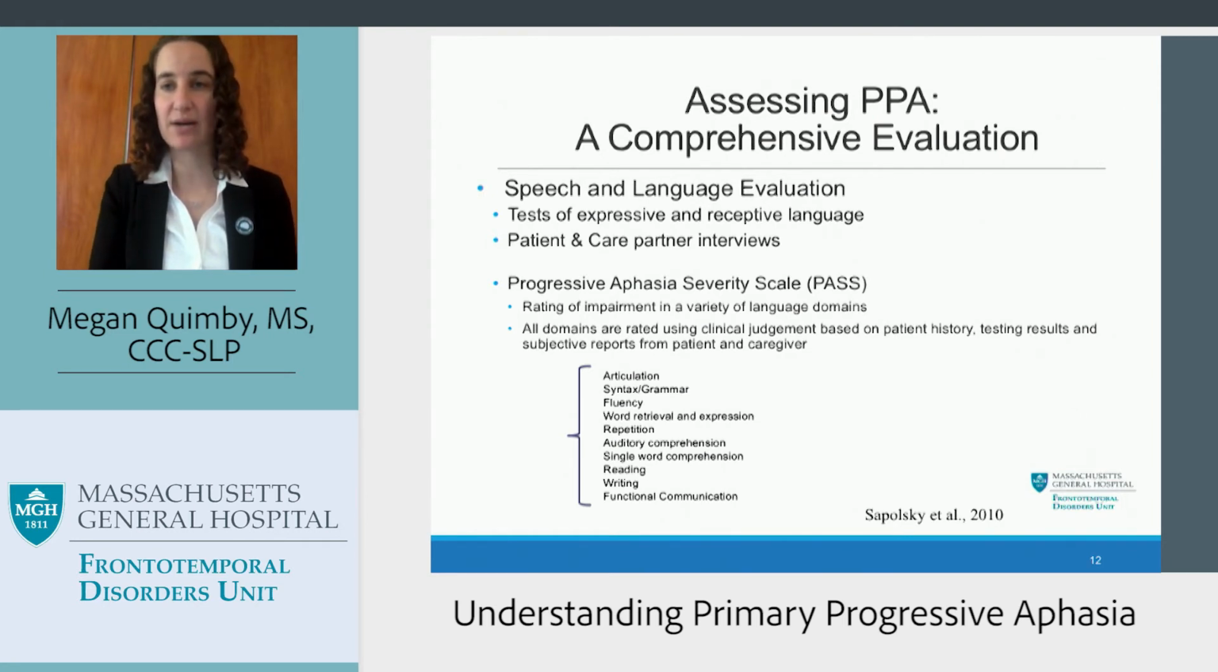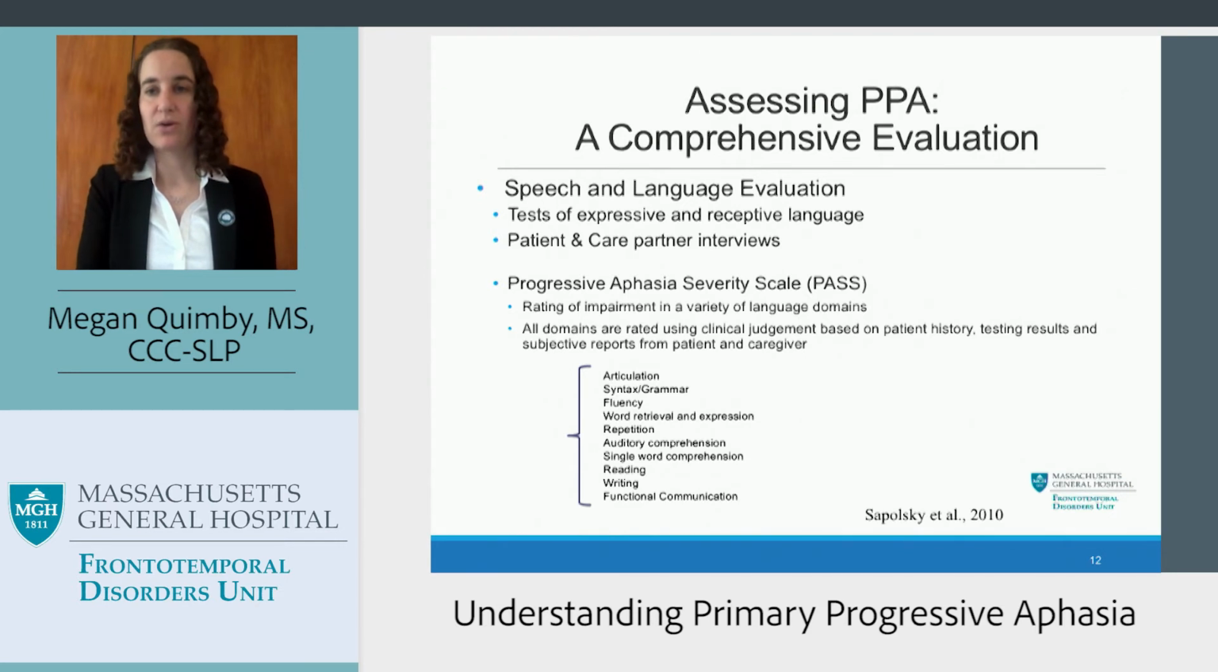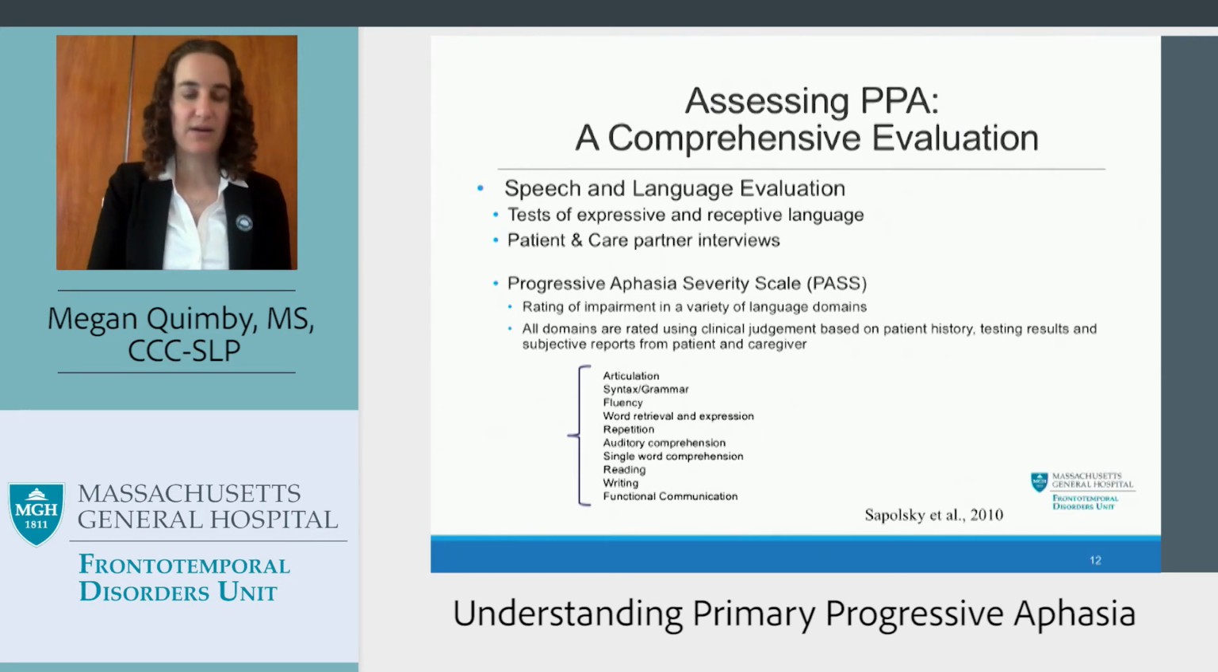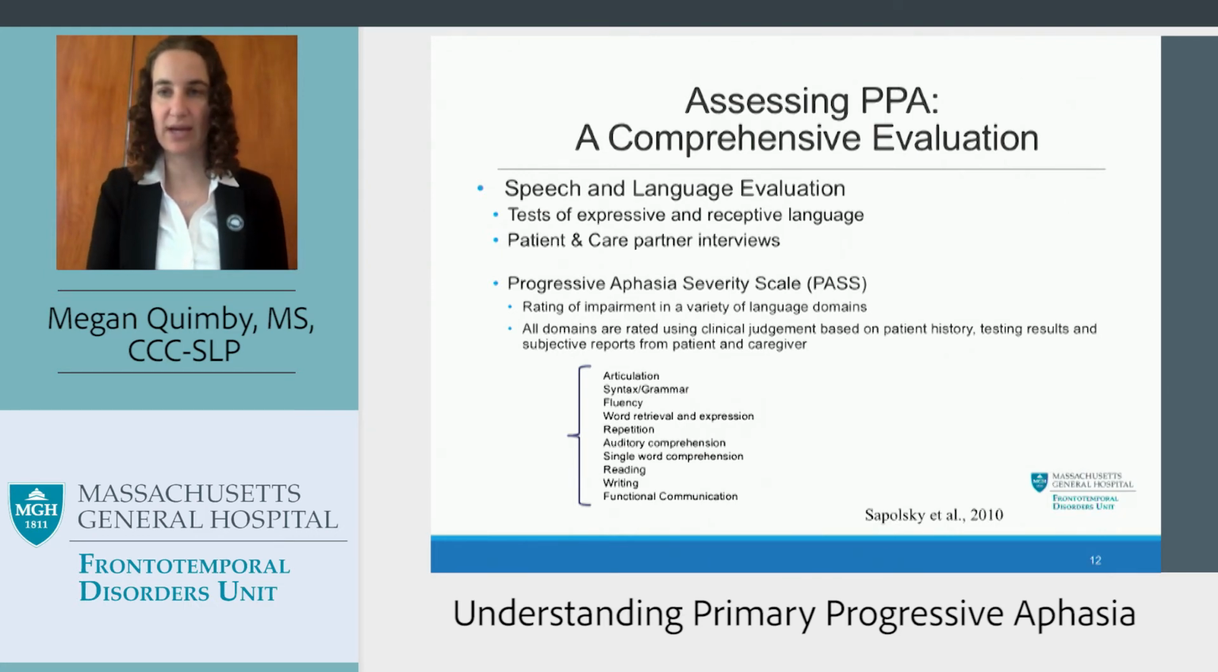Daisy Hochberg and Dr. Dickerson. And this is a scale between 0 and 3, 0 being normal, no impairment, and 3 being severe impairment or non-functional, in a variety of speech and language areas. So they're listed here, for instance, articulation, word retrieval, reading, writing.